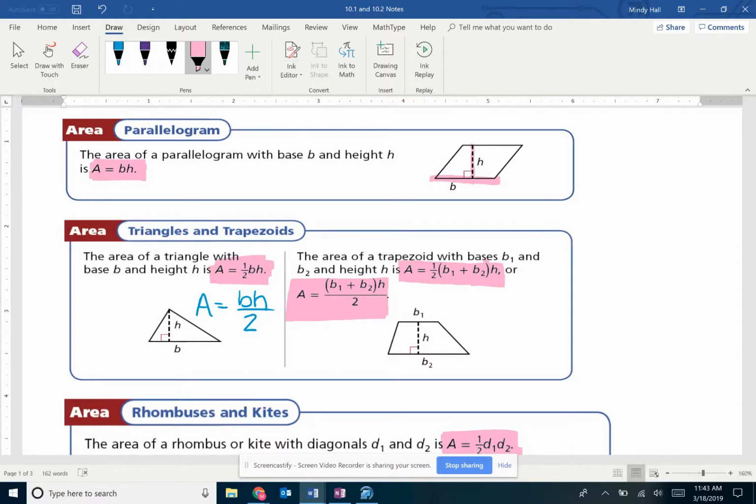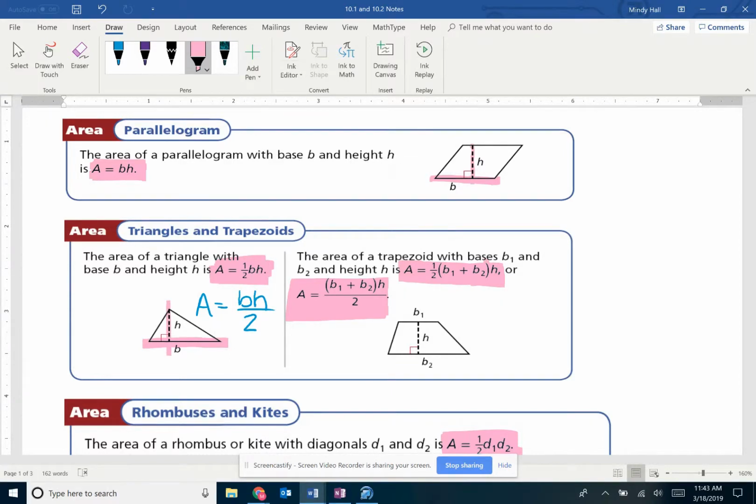For triangles, it is 1/2 base times height, which is down here if you see it. You can also write that as area is base times height divided by 2. And again, you're looking at, is it our actual base and does it give you my actual height?